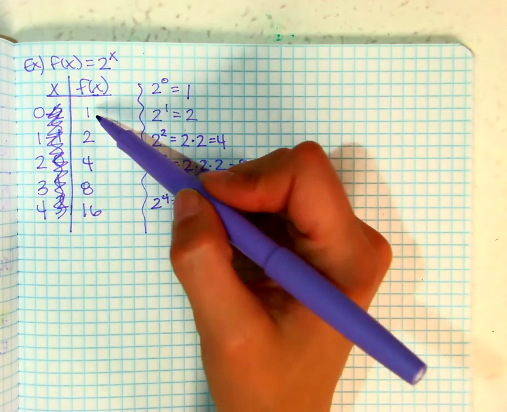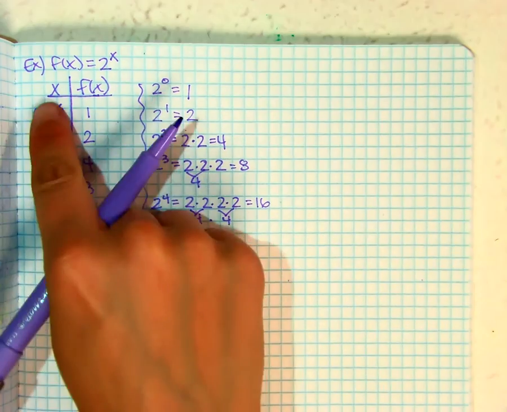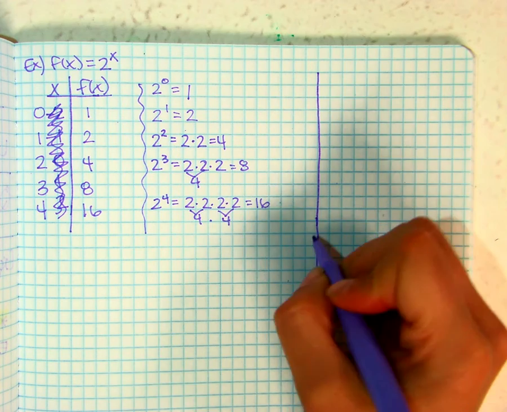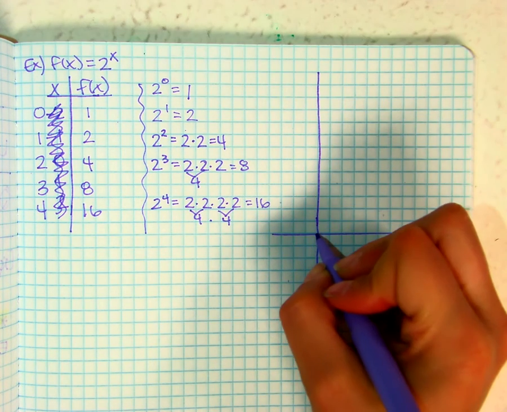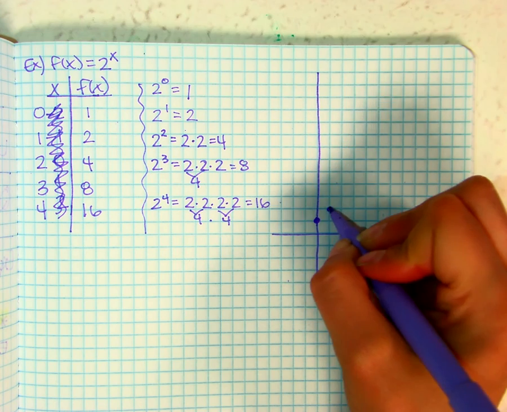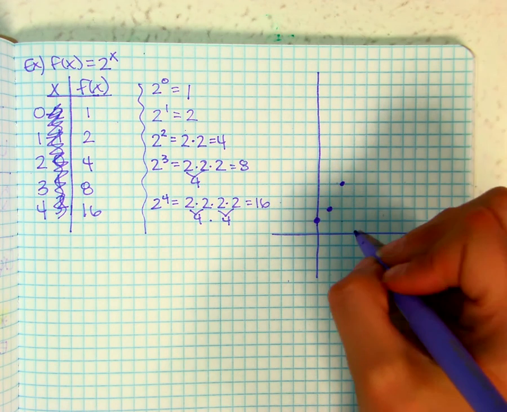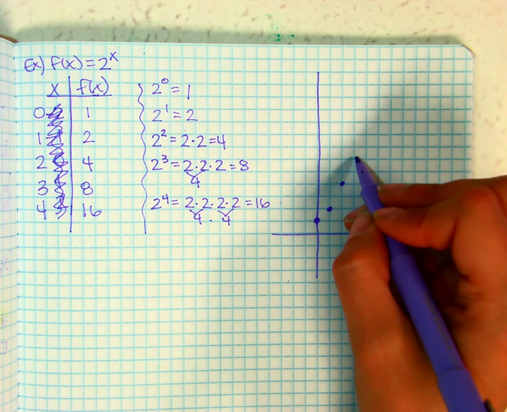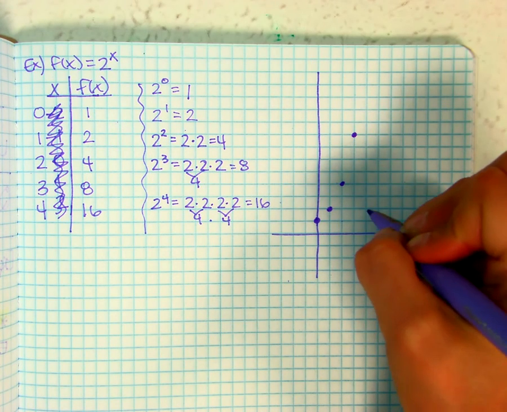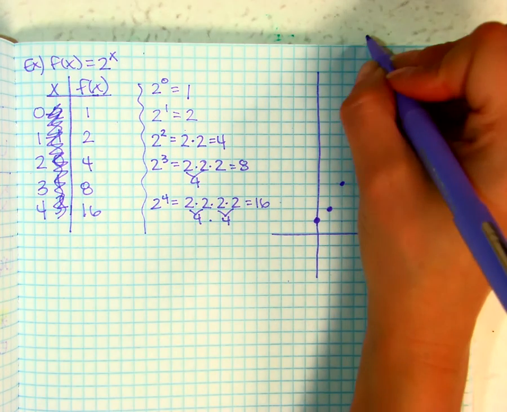All right, so see the pattern in this? It is doubling each time we go up. So if we make our graph, my x's are only positive, so that means I'm going to be in the first quadrant, and so are my y values. So 0 goes up to 1. 1 goes up 2. 2 goes up 4. 3 goes up to 8. And 4 goes up to 16. It's off the table.